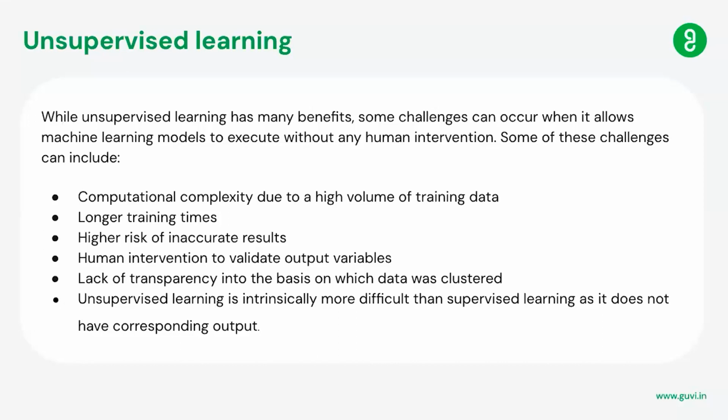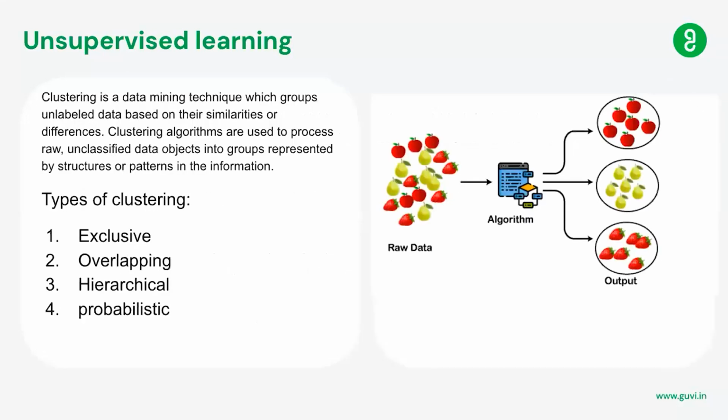And the lack of transparency comes in when the data is clustered, because then you don't know why a data point is clustered into a particular group, right? Because there is no output label that's given. So unsupervised learning is intrinsically more difficult. There are three main usages of unsupervised learning, which are clustering, dimensionality reduction, and association.